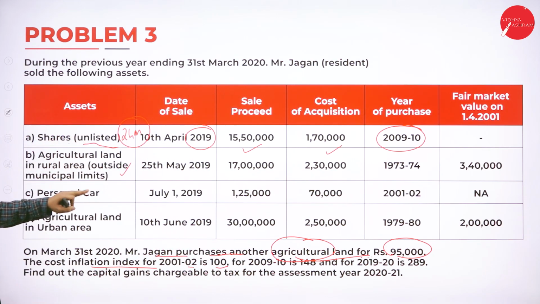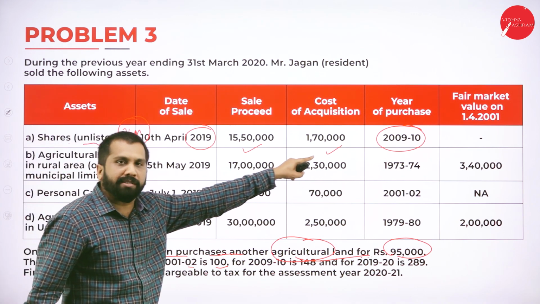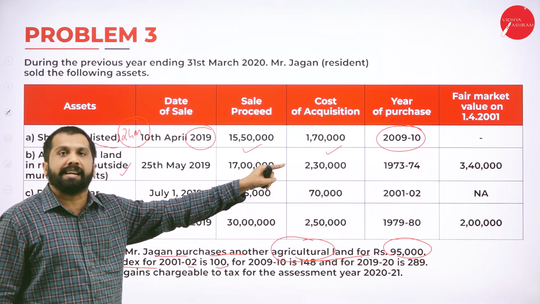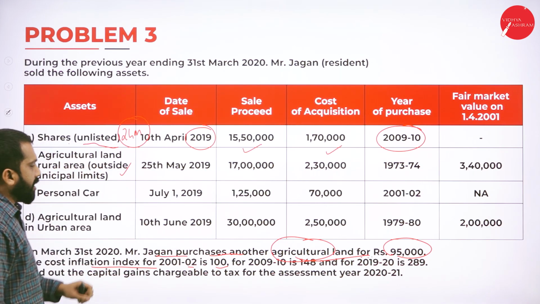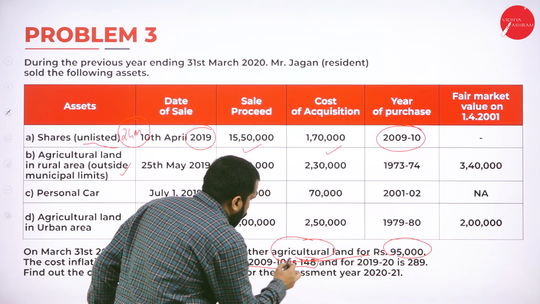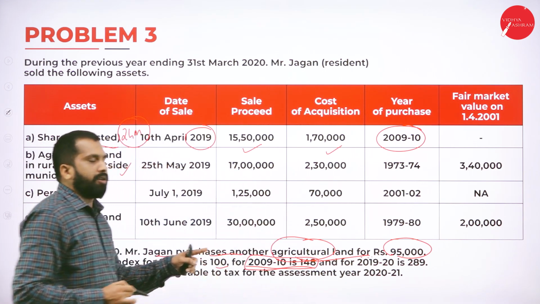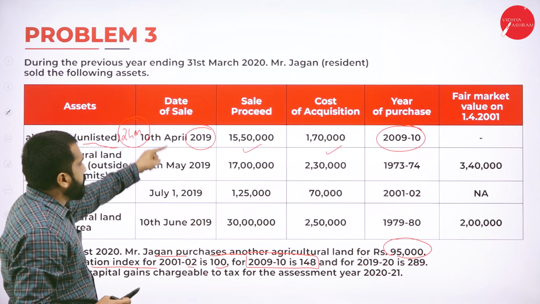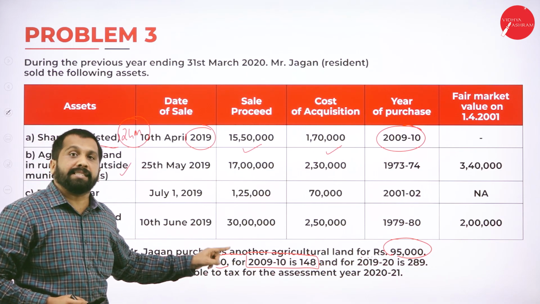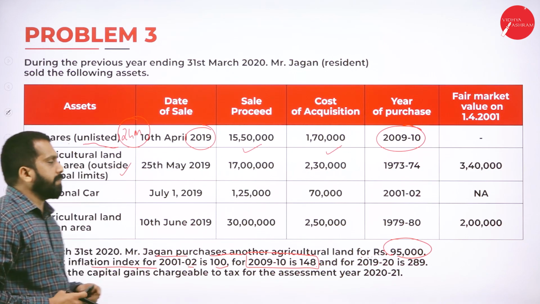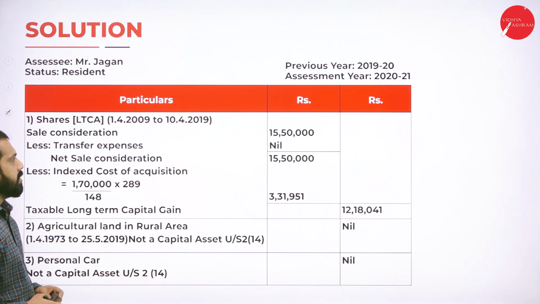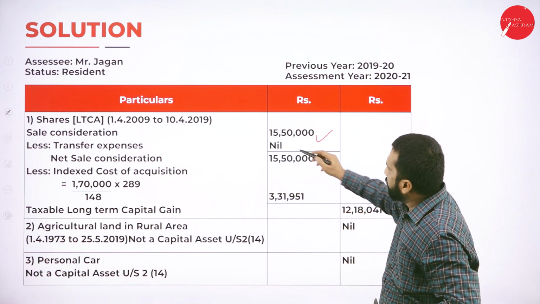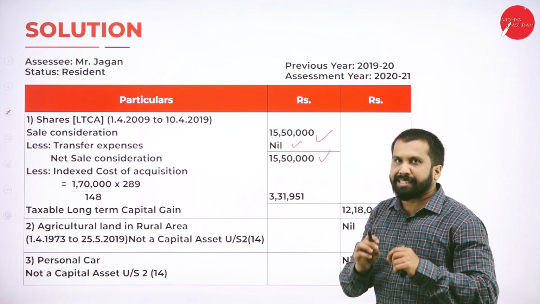Now, when it was purchased in 2009-10, what is the indexation number for 2009-10? See, for 2009-10 they have given 148. So whatever year they mention, they must mention the indexation values if it is long term. Now we'll go for your shares. The selling price is 15,50,000. Have they paid any commission? No. Nil. 15,50,000 as it is.